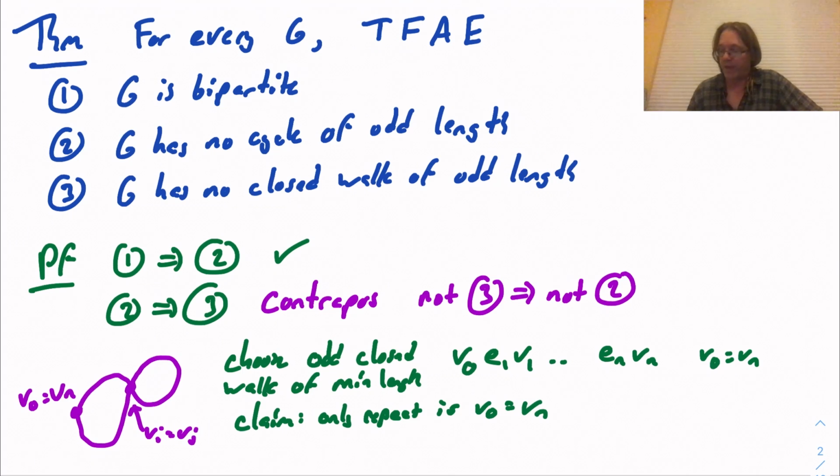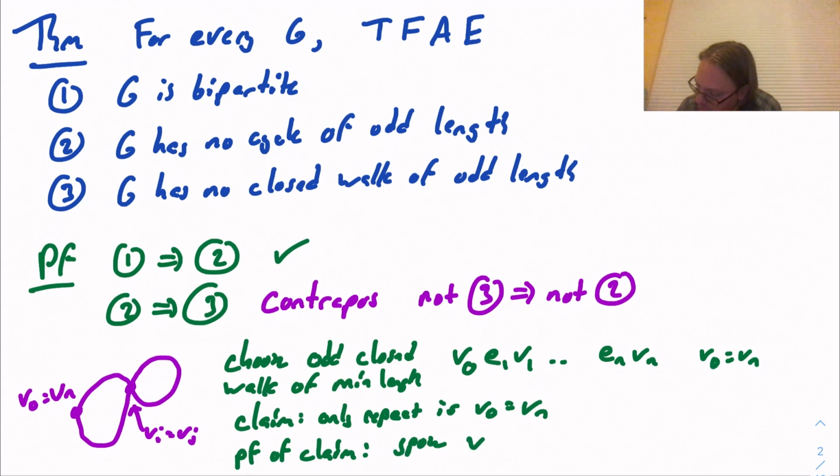And the proof of that claim is what? Well, let's suppose otherwise. Supposing otherwise, we've got a thing that happens. Then vi equals vj, where i is less than j, and i, j is not 0, n. It's not the first and the last. Suppose I have vi equals vj, and now we're just going to do this argument.